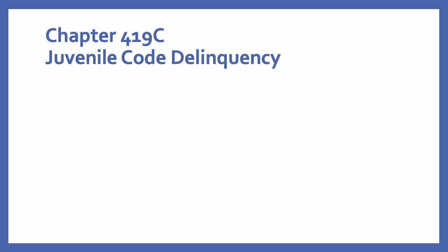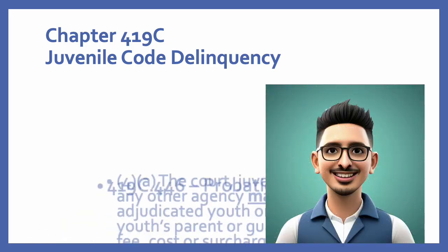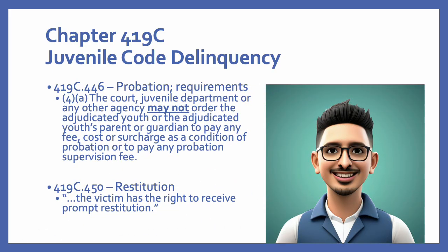Chapter 419C continued. Juvenile Code Delinquency. 419C.446 under probation requirements outlines that the court, the juvenile department, or any other agency may not order the adjudicated youth or the parents to pay any fee, cost, or surcharge as a condition of probation or to pay any probation supervision fee. Juvenile departments in Oregon used to require youth and families to pay supervision fees and/or fines. Oregon changed this in 2021.